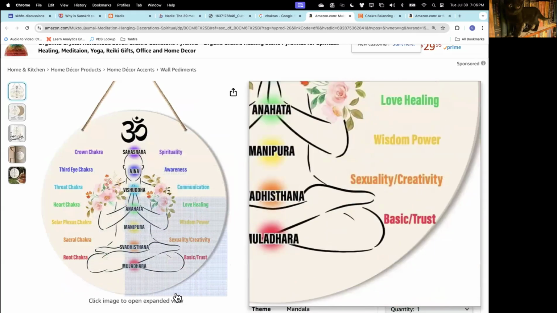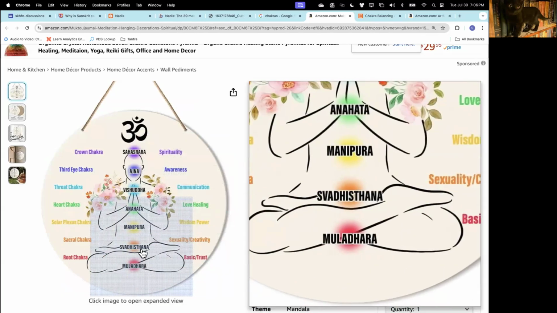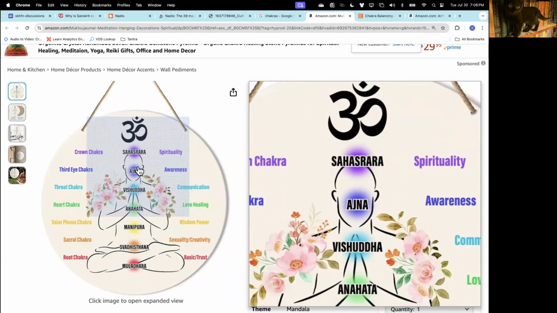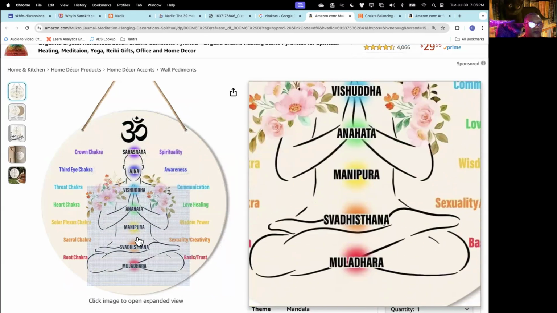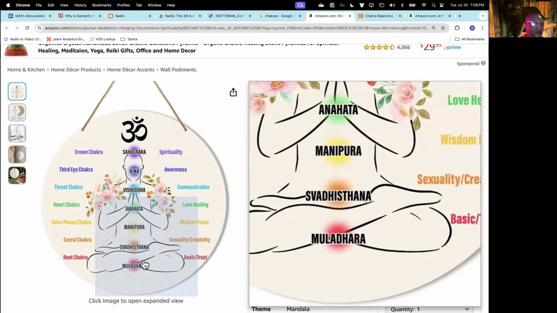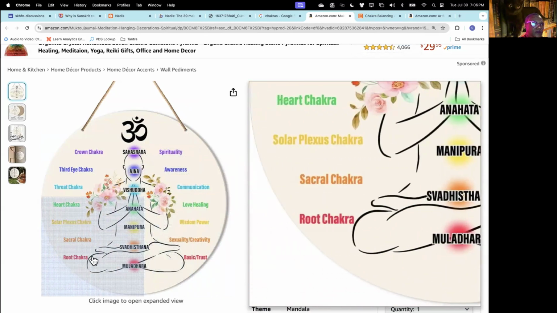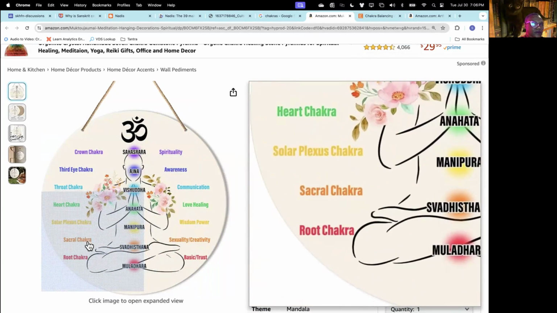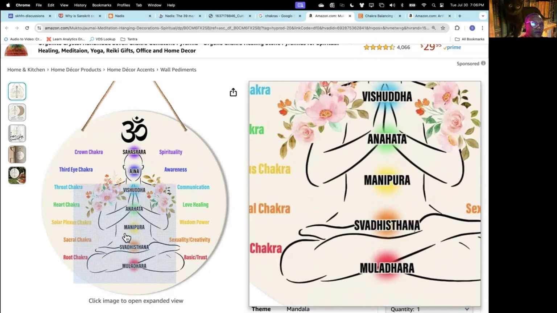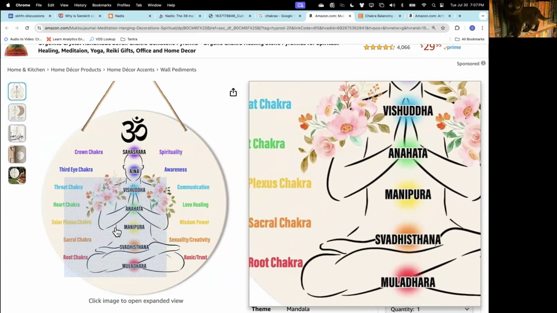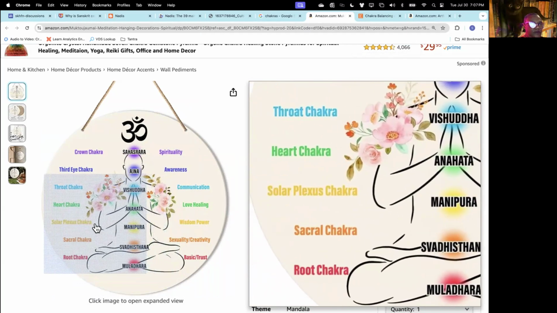So the bottom chakra is root chakra, the Muladhara. And we'll learn the English names. I'll just read out the Sanskrit names, and then you can see the English names on the left side. Muladhara is the root chakra. Swadhisthana is the sacral chakra. Manipura is, you can see the positions of the chakras. Manipura is the solar plexus.